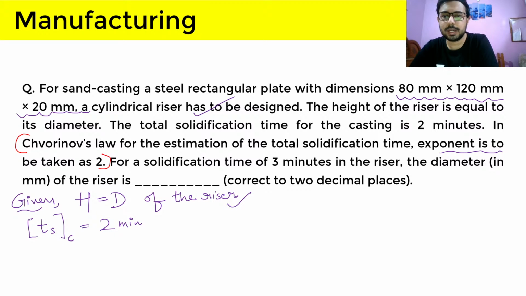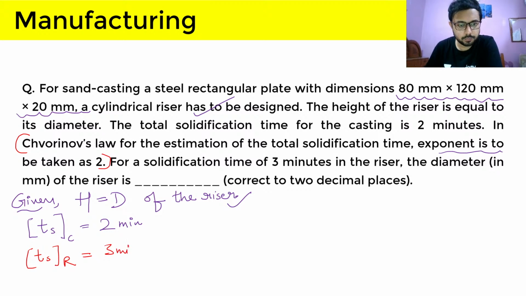For a solidification time of 3 minutes in the riser, what is the diameter of the riser? So the solidification time of the riser is now given as 3 minutes, and the diameter of the riser is asked. We don't know the solidification factor, and we can calculate it if we want to, and we can also do this in some other way. But here we need the diameter of the riser, and for that we just use the solidification time equation, which is Ts riser is equal to K, the solidification factor, into V by A.